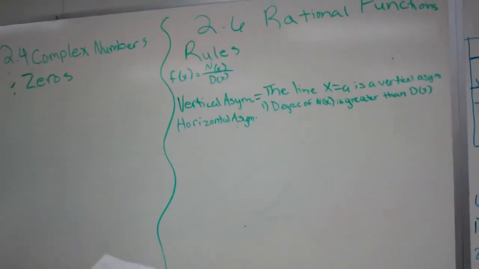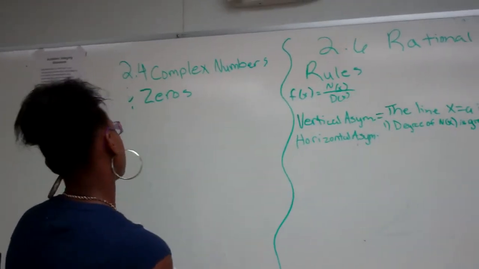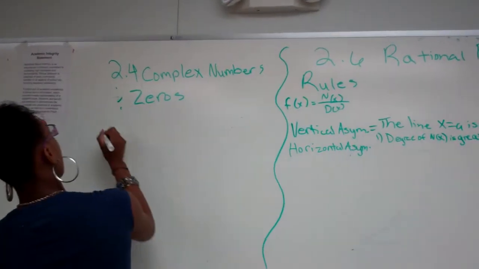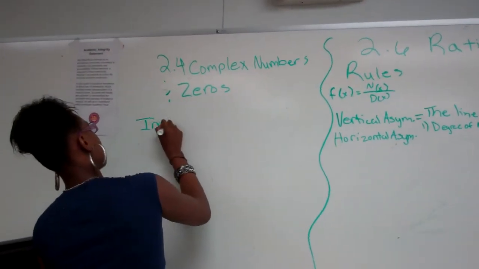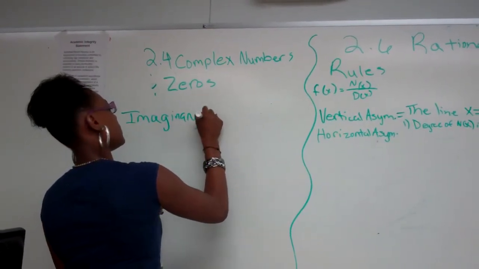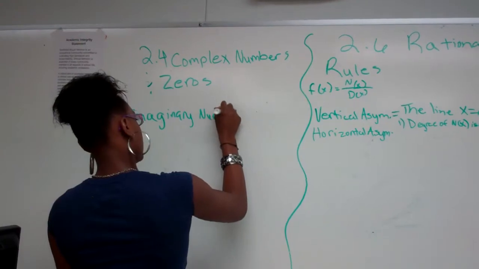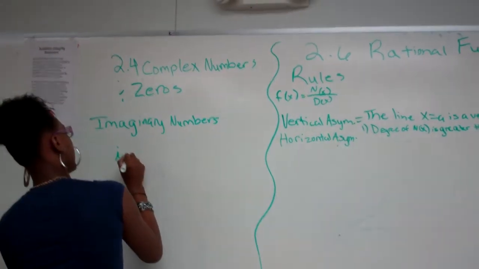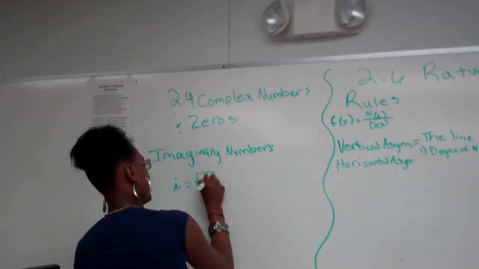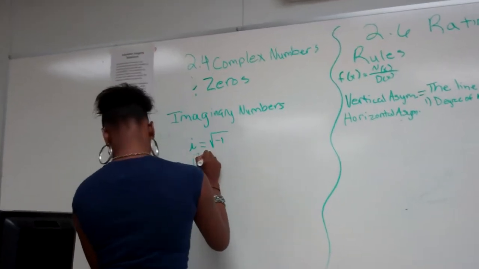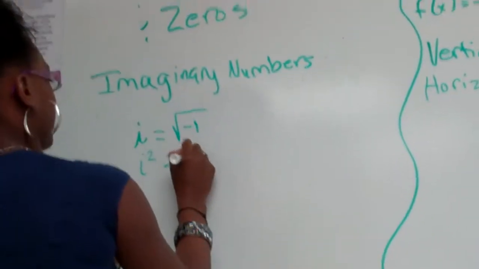Over here, we'll be talking about complex numbers and zeros, which is 2.4. And to start off with complex numbers, you can get a review on imaginary numbers and real numbers. And that would be i is the same as the square root of -1. i squared equals -1 also.